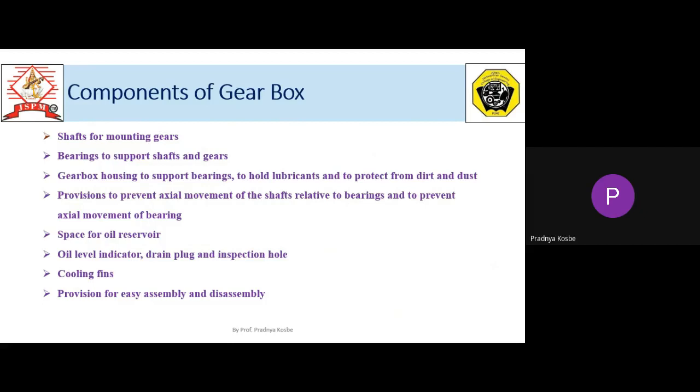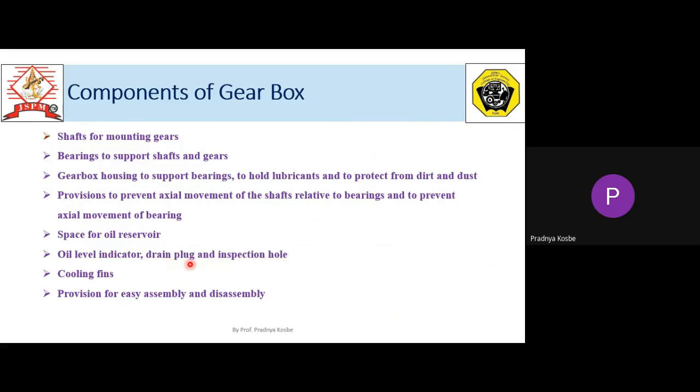Then there is a provision to prevent axial movement of the shaft relative to the bearings, and to prevent axial movement of the bearing. Then space for an oil reservoir, because the lubricant used is oil. If the oil level is too low, we will fill the oil, so an oil level indicator is there. Then a drain plug and inspection hole.